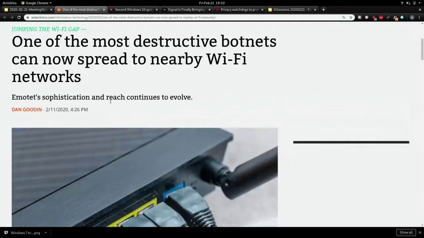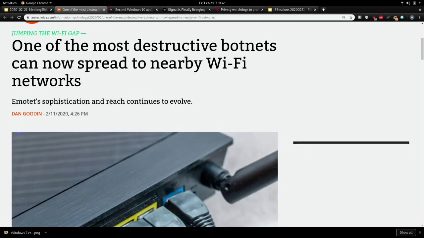My turn. So the Emotet botnet malware service is probably one of the worst things out there right now, because it ships with all kinds of crazy exploit kits and has lots of advanced capability for infecting and ransoming and just doing malicious stuff. It's recently adopted a new behavior, because this is what modern malware does. It evolves and adapts and gets new behaviors.